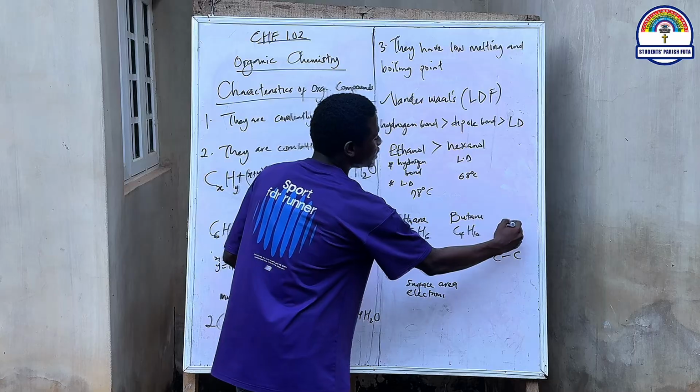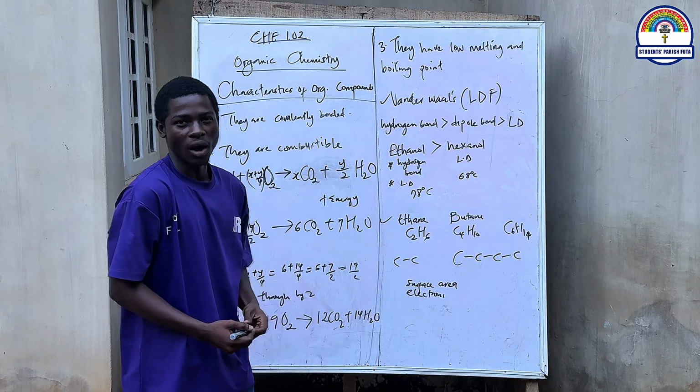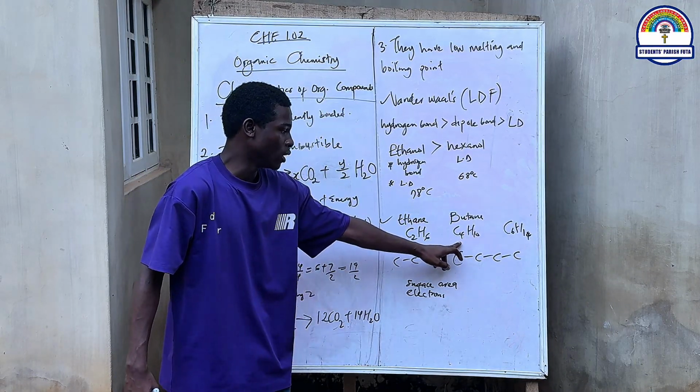So if I give you C6H14 and others, you should know which one will have the higher melting point and boiling point. This one's boiling point and melting point will be greater than this one, and this one will be greater than this one.